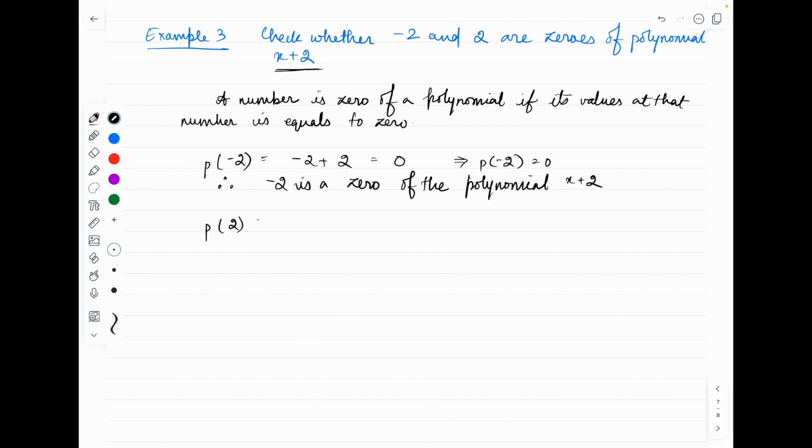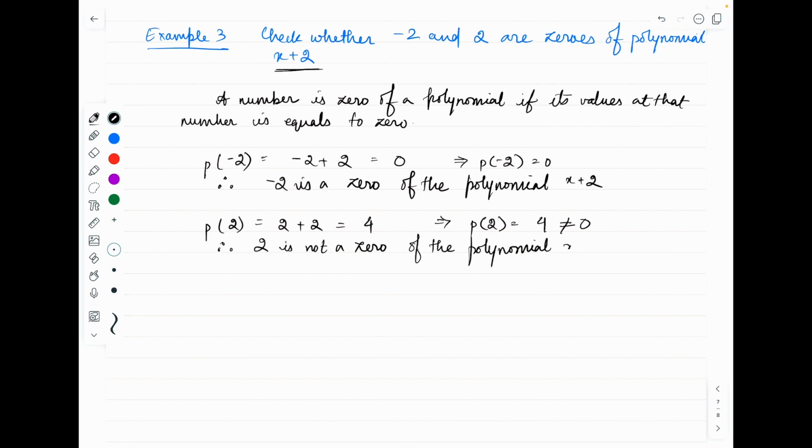Now I want to check 2. So p of 2 means x plus 2, that means instead of x we write 2, plus 2. 2 plus 2 is what? 4. We are getting p of 2 equals 4, not equal to 0. If you are not getting 0, it is not a zero of the polynomial. So 2 is not a zero of the polynomial x plus 2. Okay, this you understood.